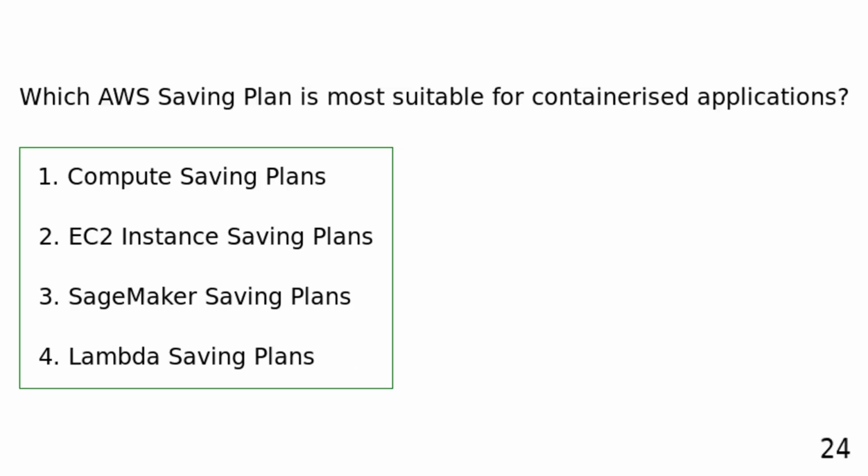Which AWS Saving Plan is most suitable for containerized applications? Compute Saving Plans. EC2 Instance Saving Plans. SageMaker Saving Plans. Lambda Saving Plans.